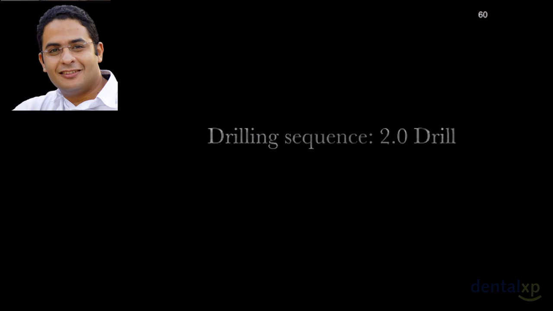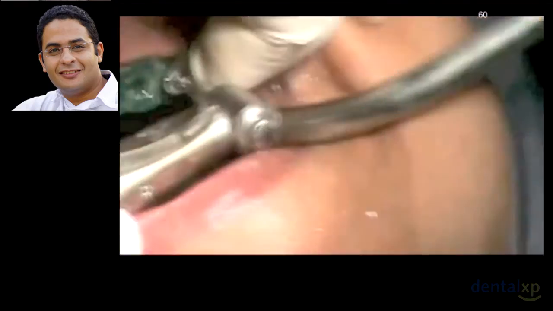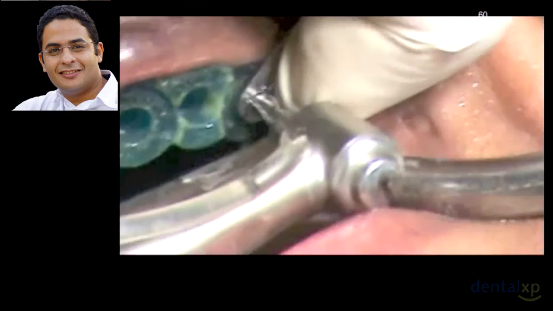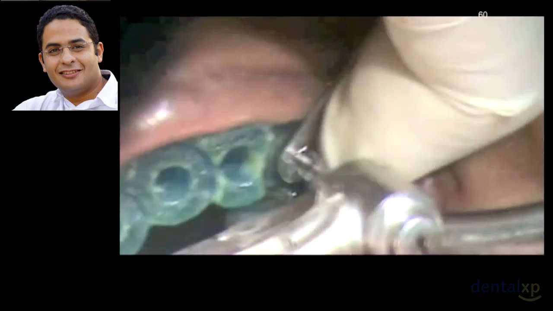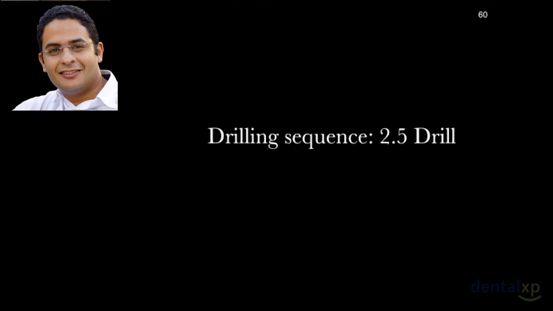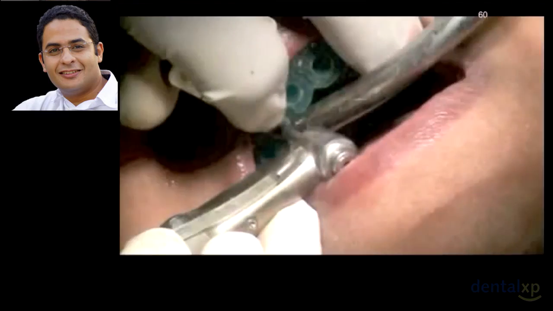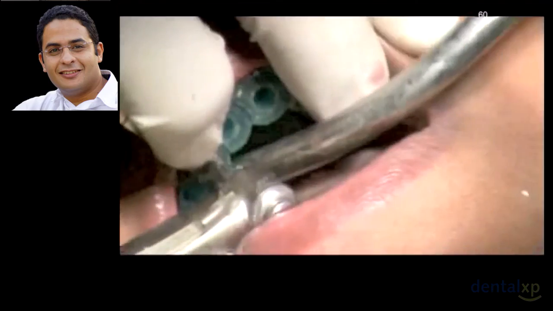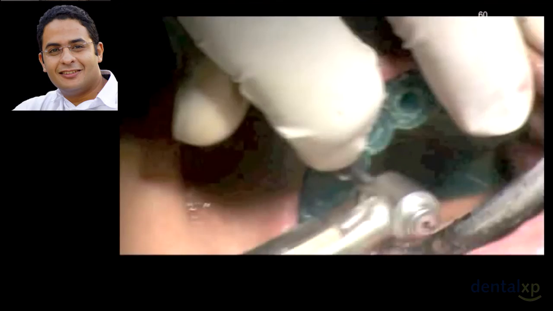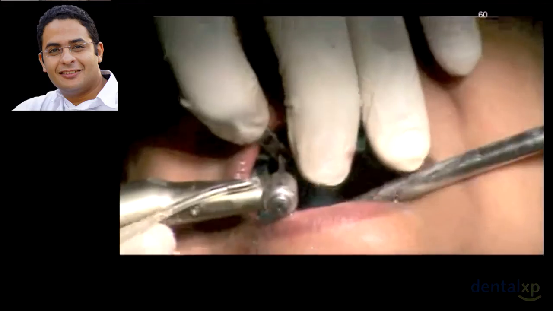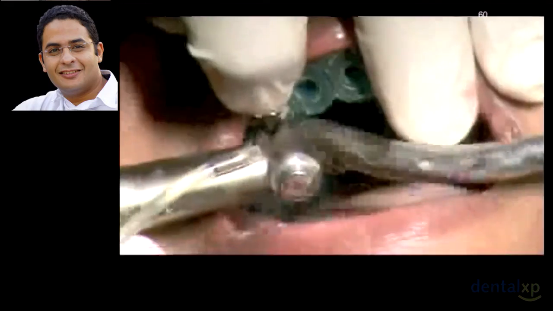Then we go to the drilling sequence of the 2.0 drill, and personally, I prefer to do all 6 implants, not finish all the drill sequence for one and then go to the other. Now we go to the drill sequence of the 2.5 drill. Again, pumping action, enough irrigation, one osteotomy after the other, making sure that the guide is in place and there is no movement in it.